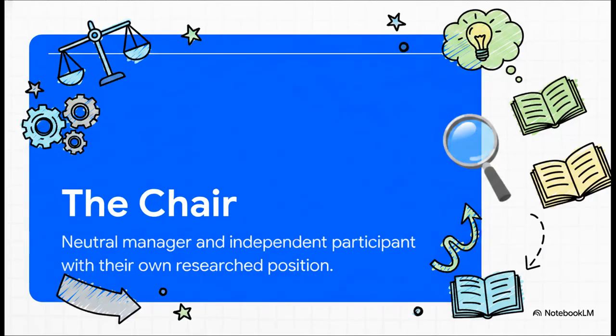Now, let's dedicate a moment to what's probably the most complex role in the room, the chair. The chair has this unique dual role. They act as the neutral manager of the meeting flow, sure, but they're also an active, independent participant with their own meticulously researched position. It's a really delicate balancing act of authority and active contribution.